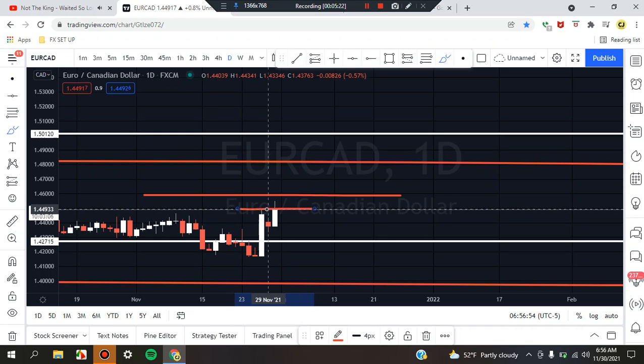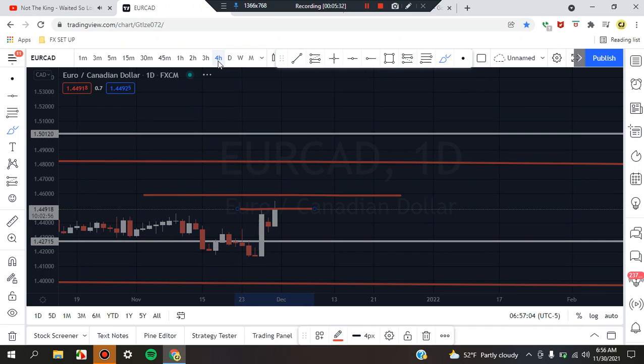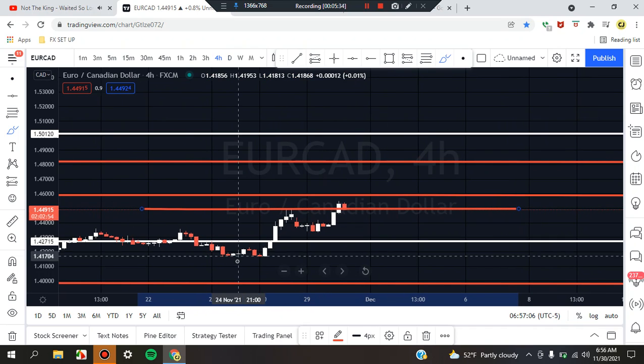So that market looks like it's going up. Also, we have the wick above the previous 2 wicks. So that market does look like it's going up. Let's see if the market clears it within the time to come. Headed down to the 4 hour, we can see the W.